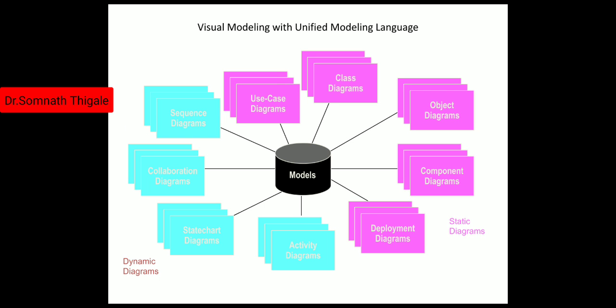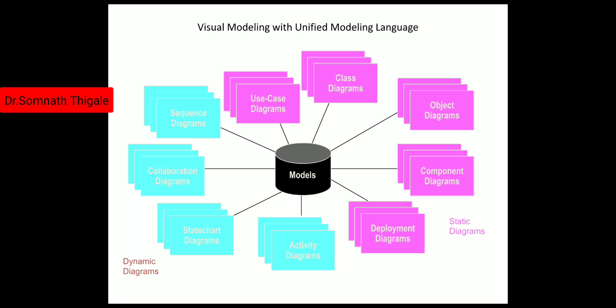So what is UML? UML stands for Unified Modeling Language. There are different diagrams; some diagrams are represented as static diagrams, and some parts are represented as dynamic diagrams. Basically, there are a total of 9 diagrams. The names are use case diagram, class diagram, object diagram, component diagram, deployment diagram, activity diagram, state chart diagram, collaboration diagram, and sequence diagram.